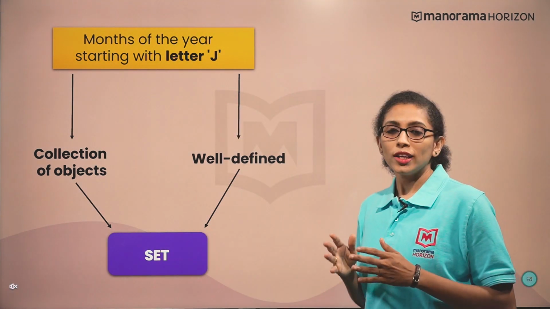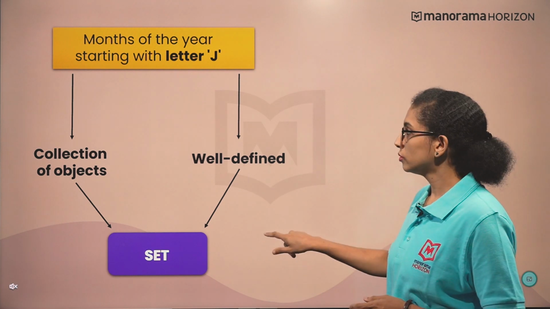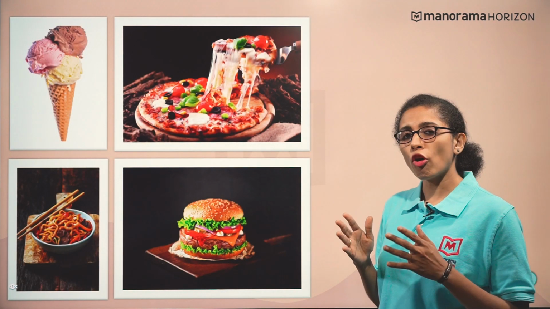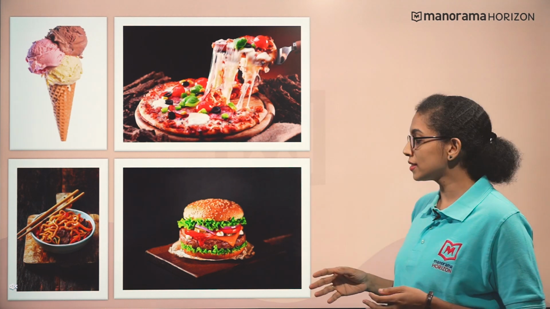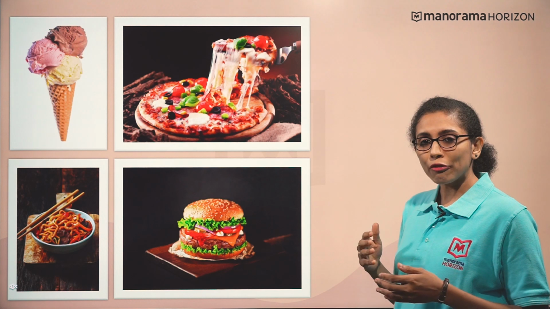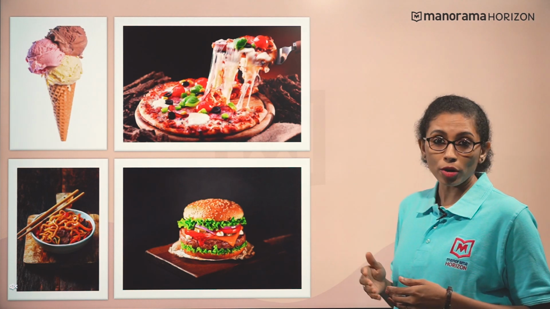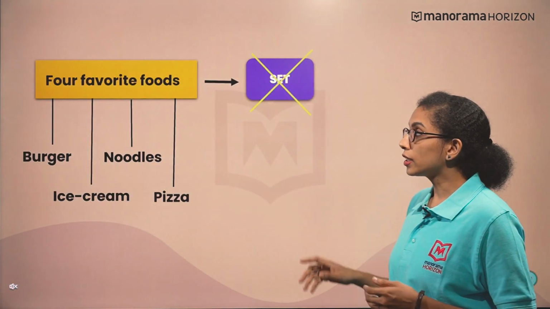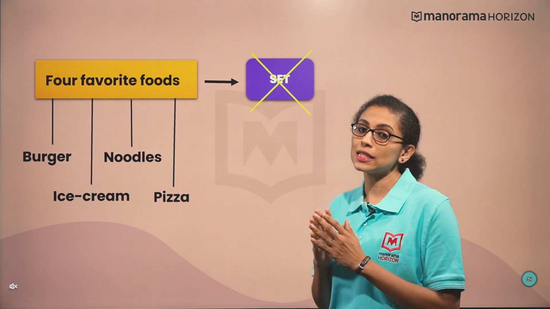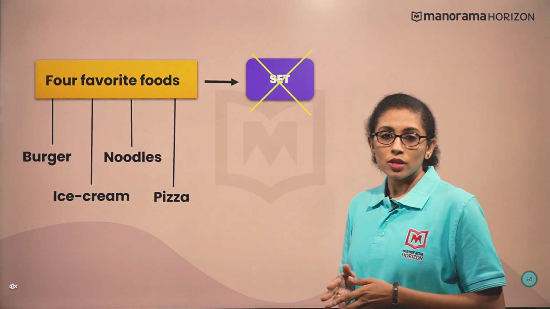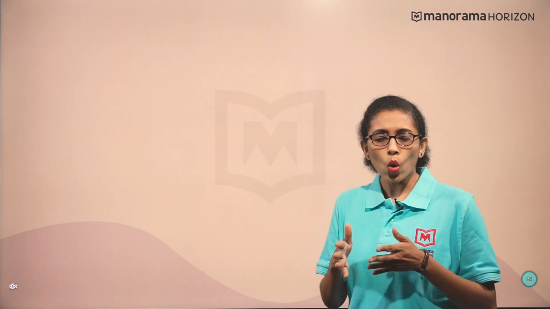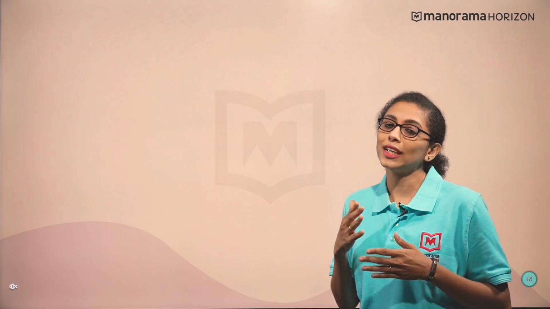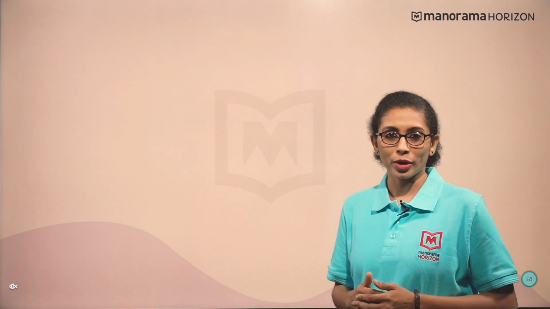Alright. Now let's look at another example. If you ask me to name 4 favorite foods, I'll say burger, ice cream, noodles, pizza. Will you have the same answer? May or may not be. Therefore, a collection of 4 favorite foods is not a set. So, we have learned to identify whether a given collection of objects is a set or not. Now, we are in a position to learn the deeper concepts of sets. Let's see one by one.